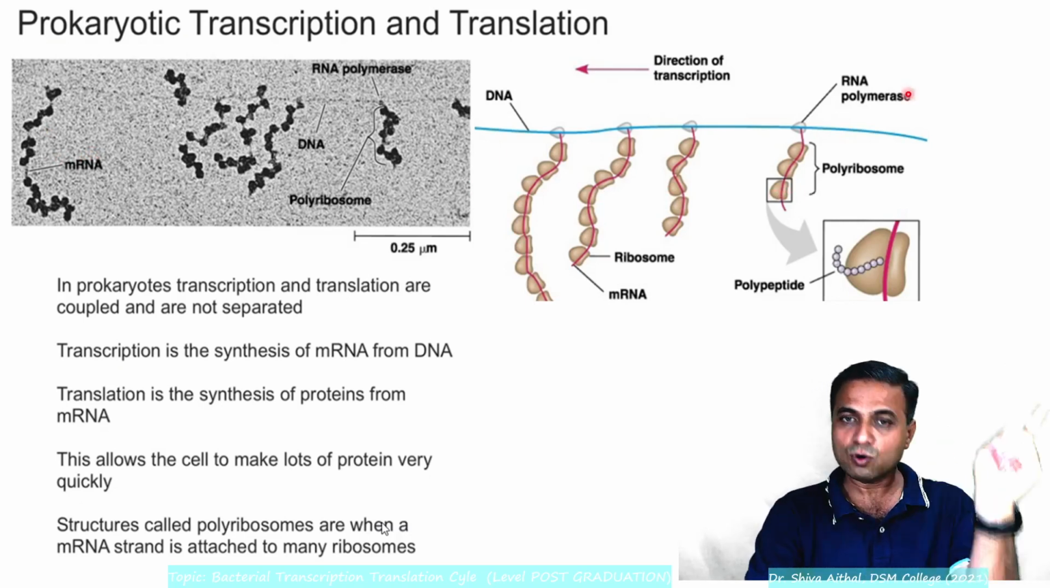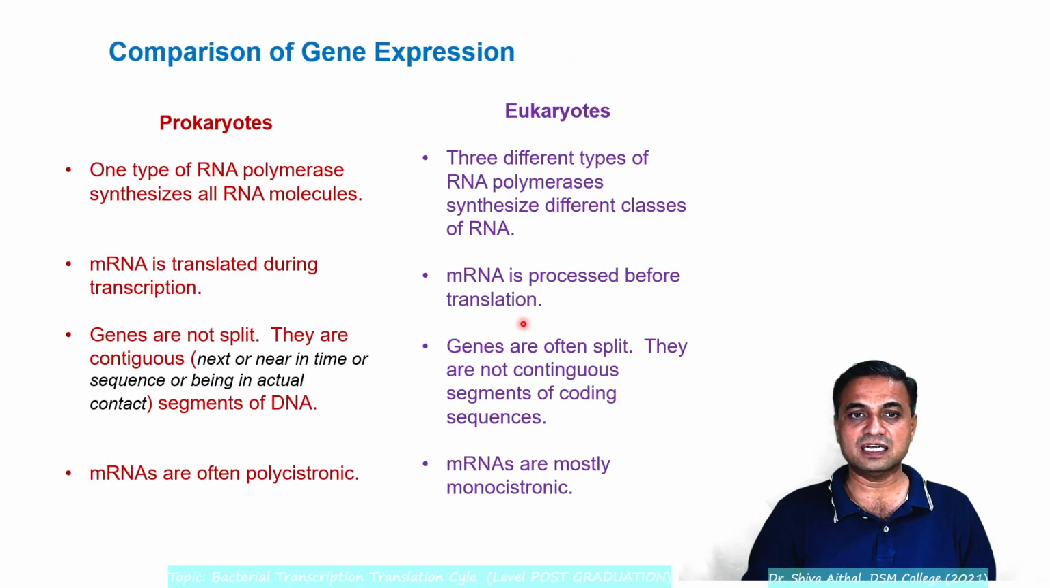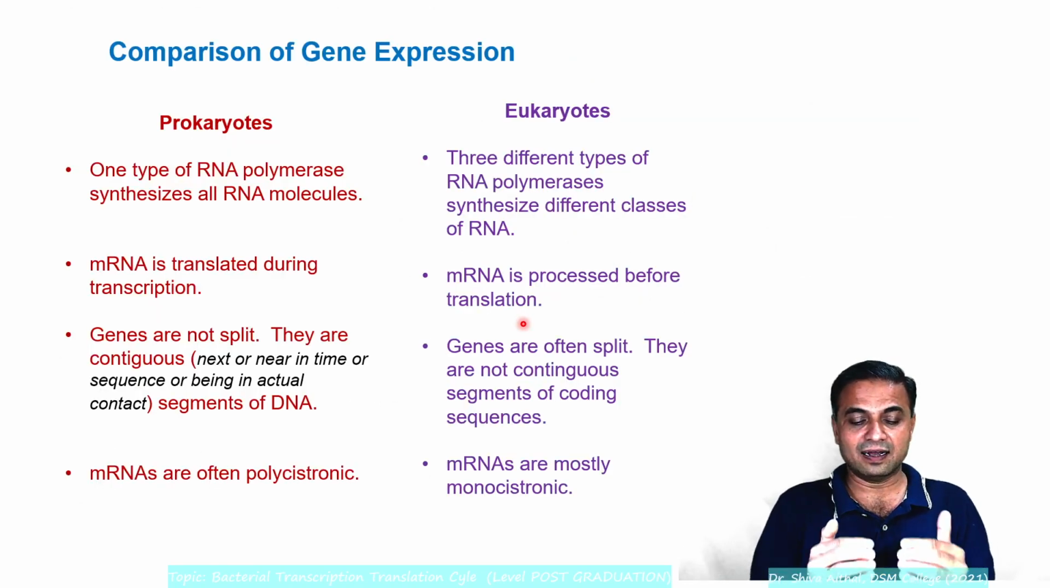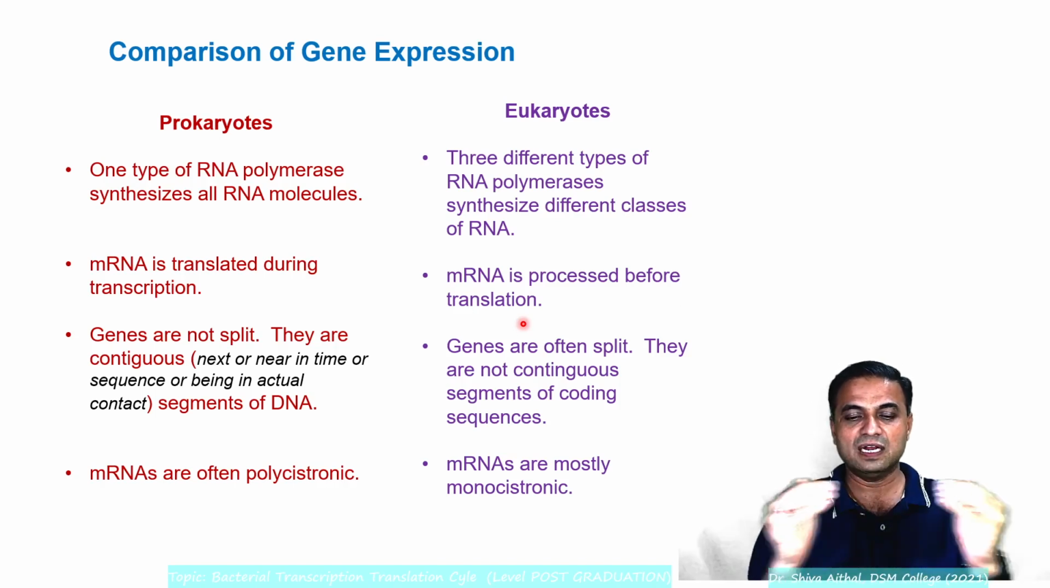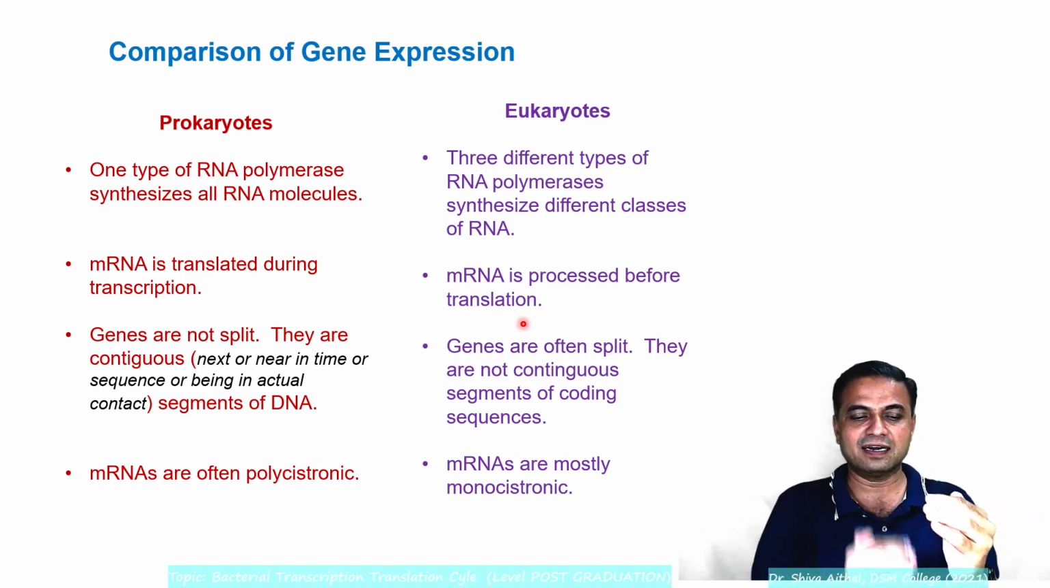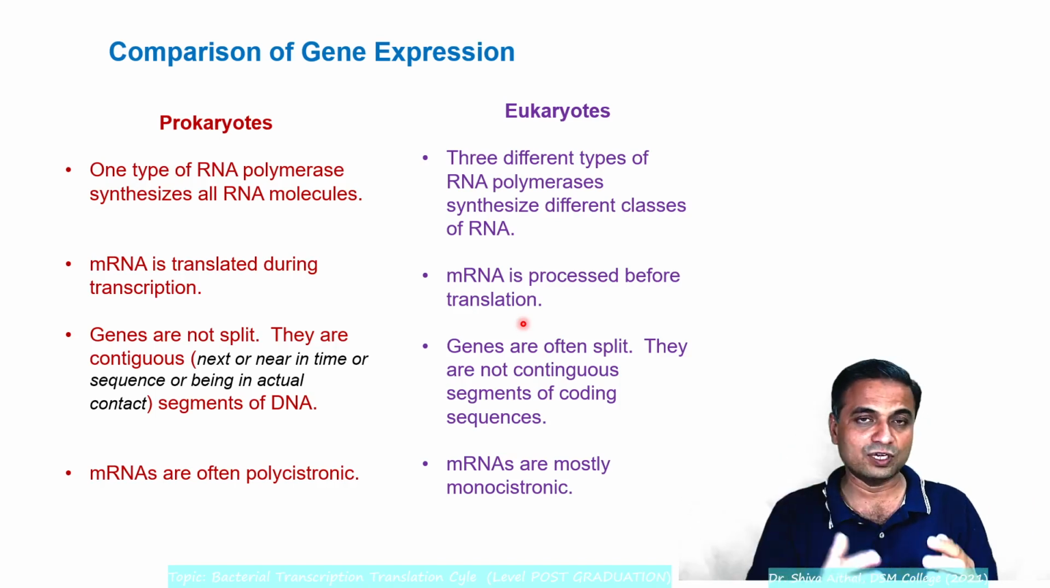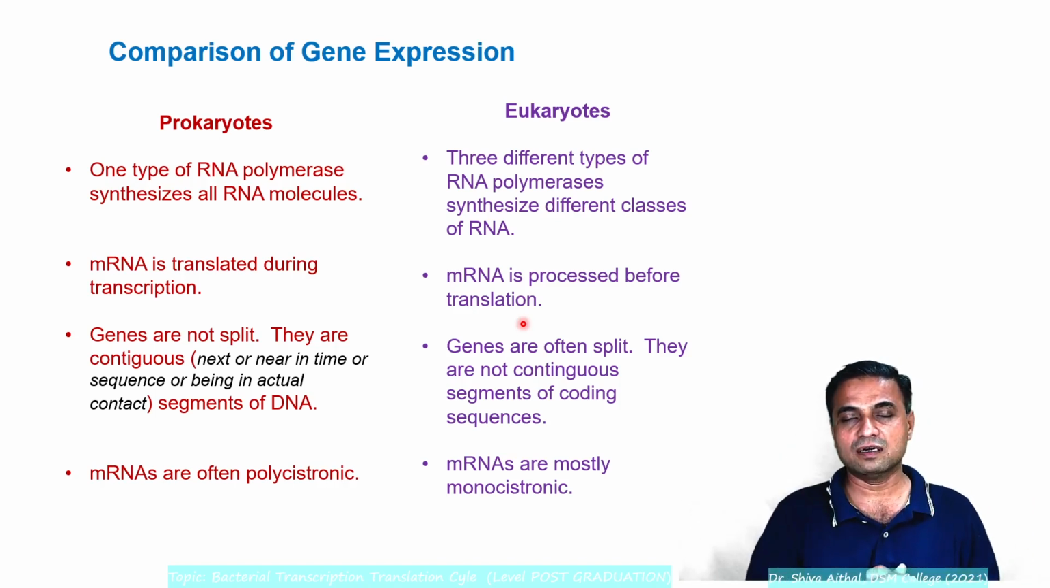I am talking about one gene. This one gene, one mRNA which is synthesized, can produce more than one type of protein. One mRNA capable of getting translated into more than one type of protein is called a polycistronic mRNA molecule, whereas in eukaryotes the mRNAs are monocistronic. One mRNA, one gene, one polypeptide. So that is the difference.